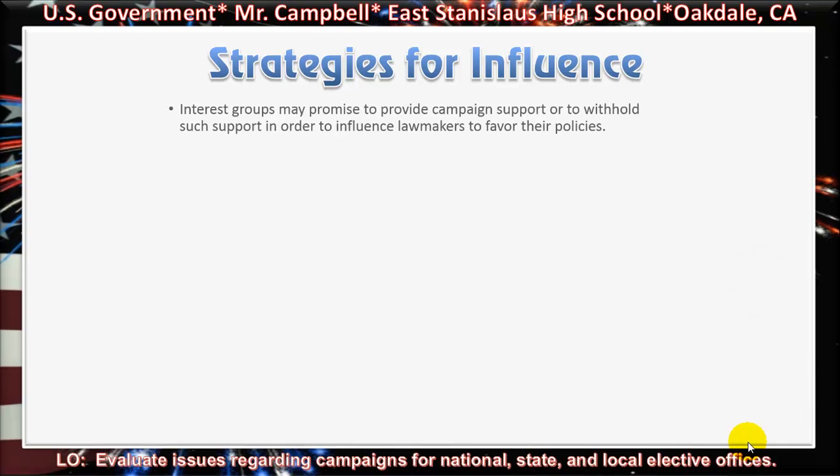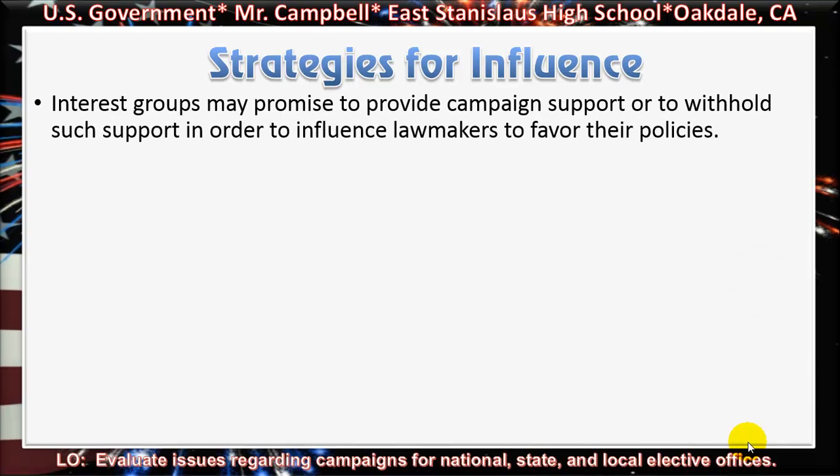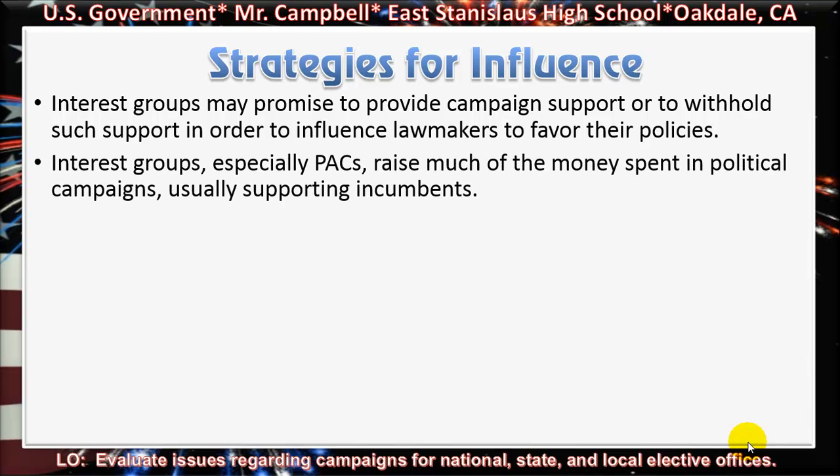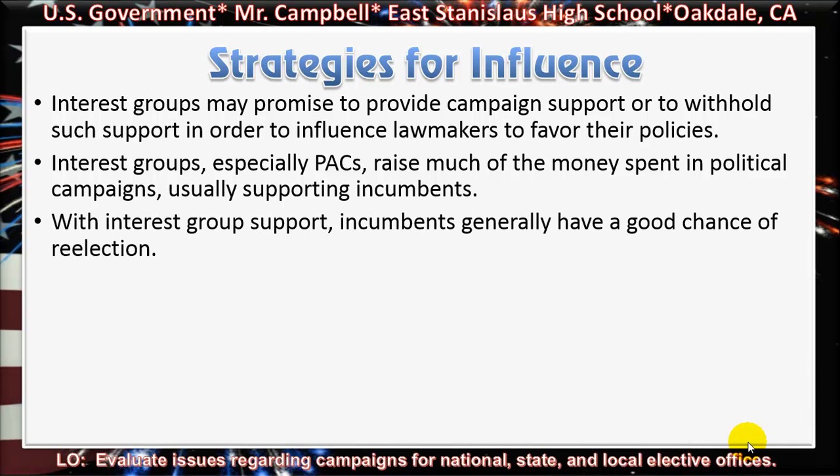Strategies for influence. Interest groups may promise to provide campaign support or to withhold such support in order to influence lawmakers to favor their policies. Interest groups, especially PACs, raise much of the money spent in political campaigns, usually supporting incumbents. With interest group support, incumbents generally have a good chance of re-election.